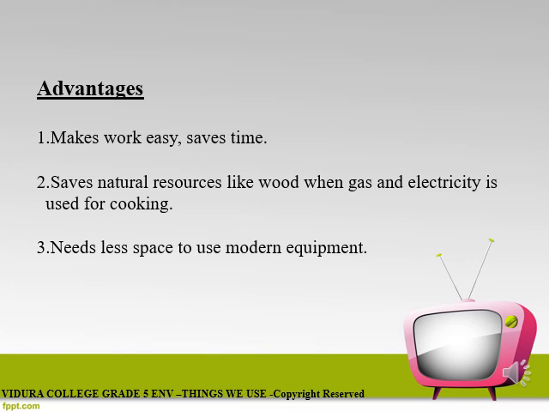Now we are going to discuss the advantages. So the first one is it makes work easy and saves time. Then it saves natural resources like wood. When we use gas and electricity for cooking, it saves the natural resources. Then modern equipment needs less space. When you take the grinding stone, you need a big space. But when it is converted to the grinder or mixer, you need less space.